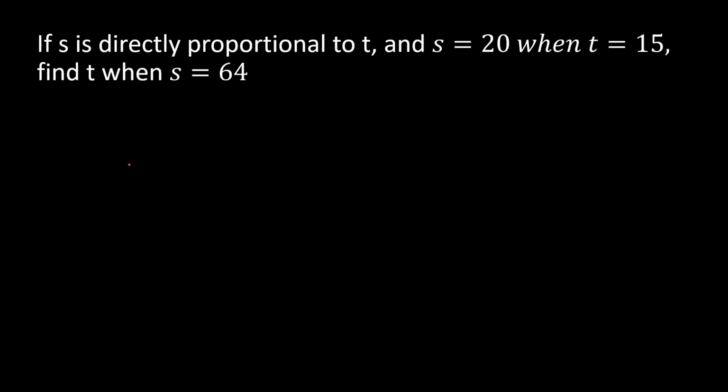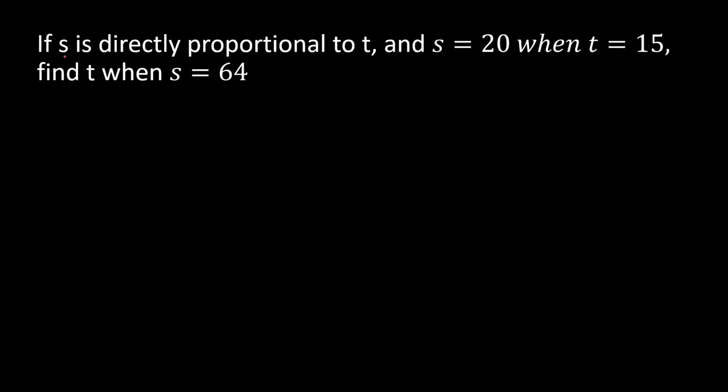So here's a question. It says if s is directly proportional to t, and s is 20 when t is 15, find t when s is 64. And keep in mind the s and the t can be anything. They're just arbitrary values. Like we said, it could be miles and then gallons of gas, or it could be whatever, hours worked and the pay that you earn. So here, we need to first, for each of these, set up our equation.